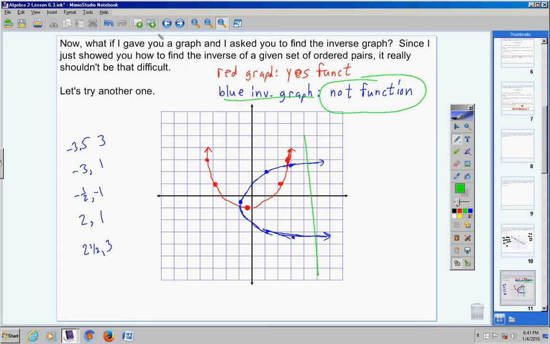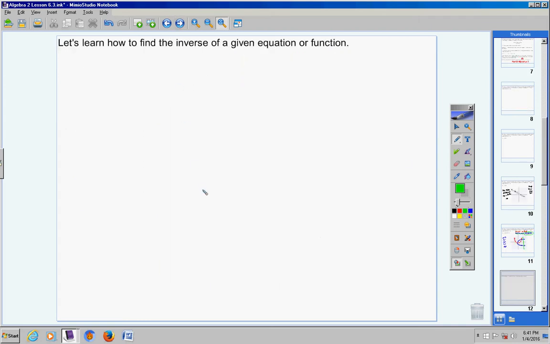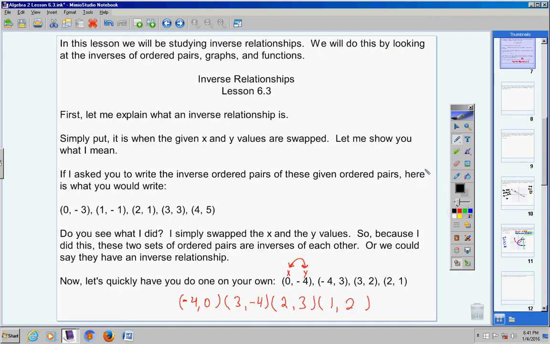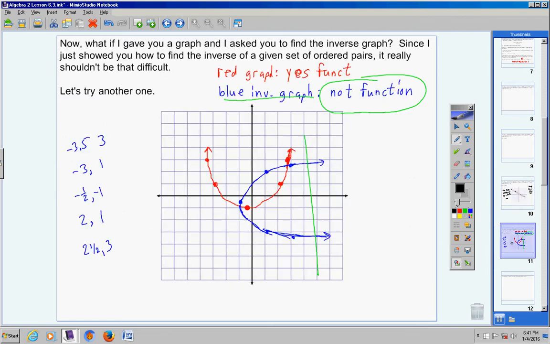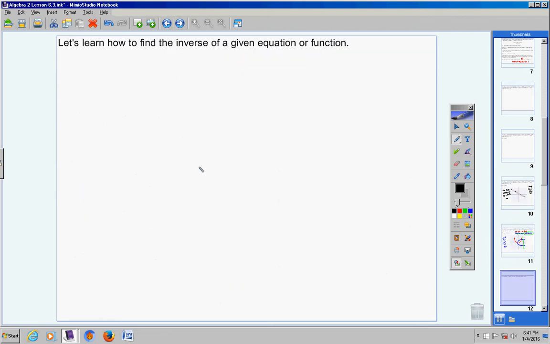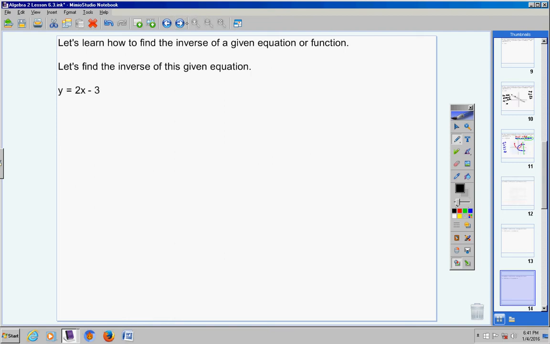Let's move on. Now, let's learn how to find the inverse of. So far we've learned how to find the inverse of ordered pairs. We've learned how to find the inverse of a given graph. Now we're going to find the inverse of a given equation or function. Okay? So here we go. Let's find the inverse of this equation. Please copy this down.